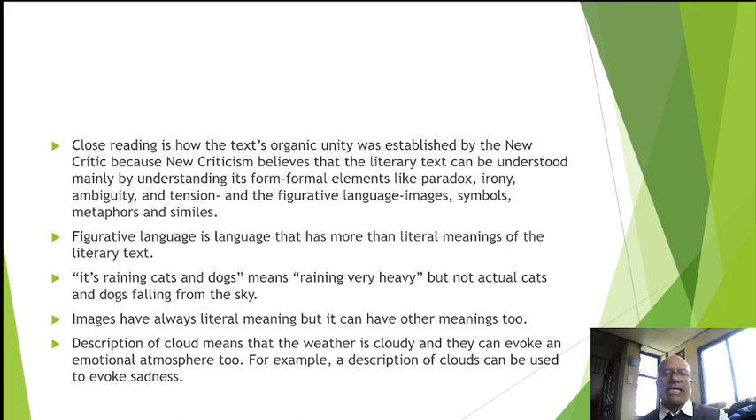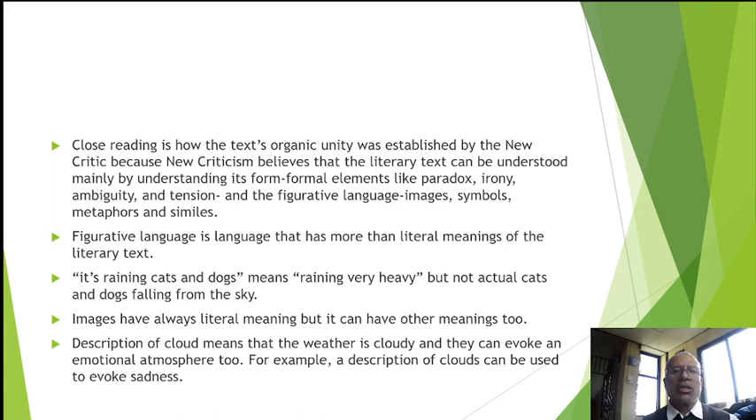Close reading is how the text's organic unity was established by the new critics, because new criticism believes that the literary text can be understood mainly by understanding its formal elements. Formal elements are paradox, irony, ambiguity, and tension. These are the four formal elements that new criticism has introduced.